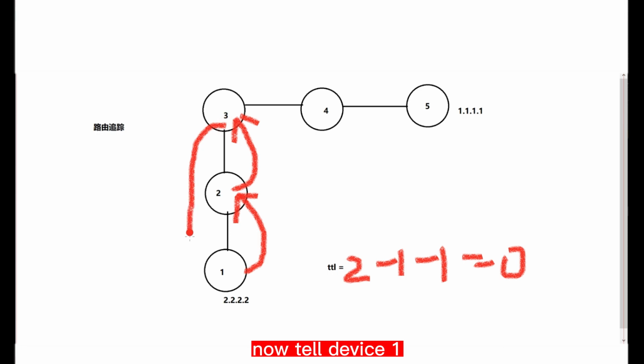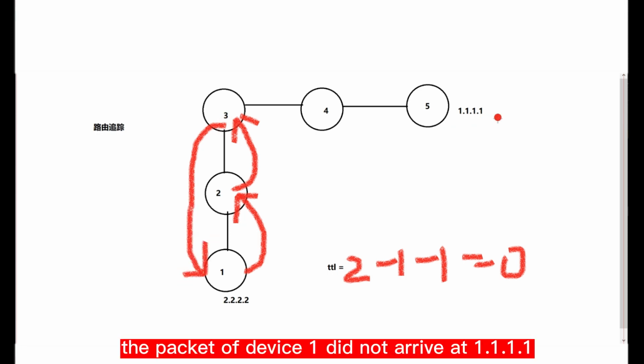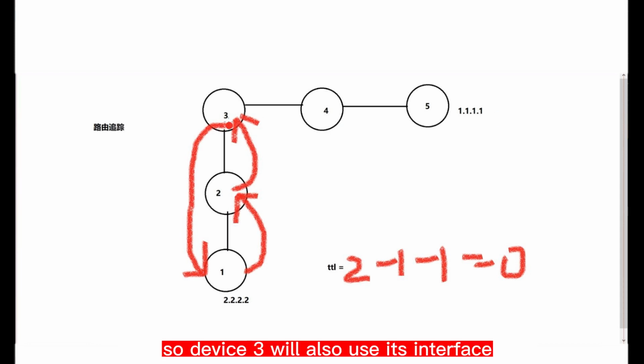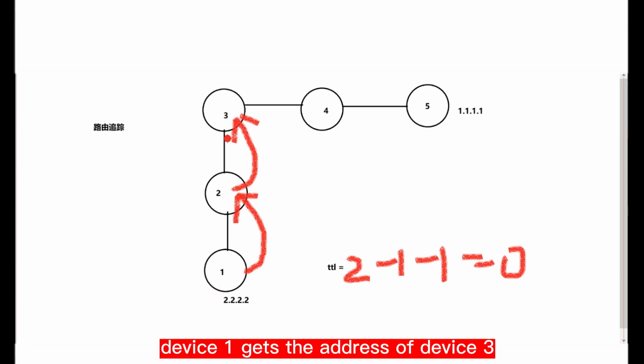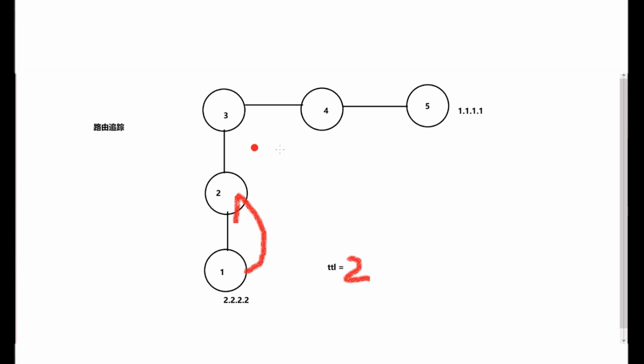Now tell device 1 the TTL timed out. The packet of device 1 did not arrive at 1.1.1.1. So device 3 will also use its interface to send a message to device 1. Device 1 gets the address of device 3.